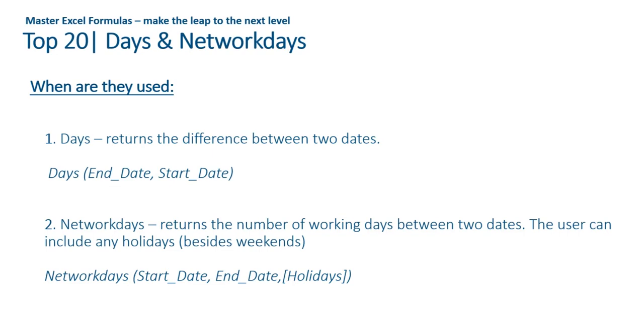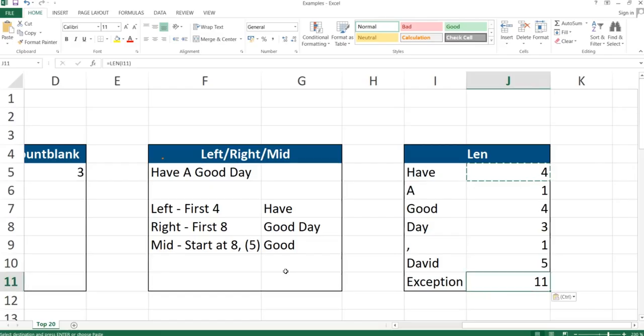These 2 formulas are quite useful. So when are they used? DAYS is used to return the difference between 2 specific dates. The structure of the formula suggests that we start with the end date and then we enter the start date as well, whereas NETWORKDAYS returns the number of working days between 2 dates. The user, of course, can include any holidays besides the weekends. The holidays part is optional, so that's why I've put that in square brackets.